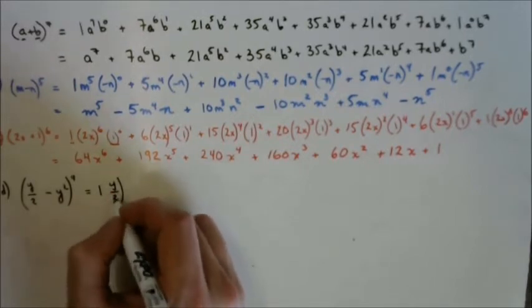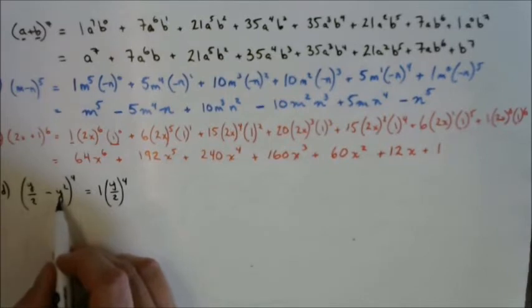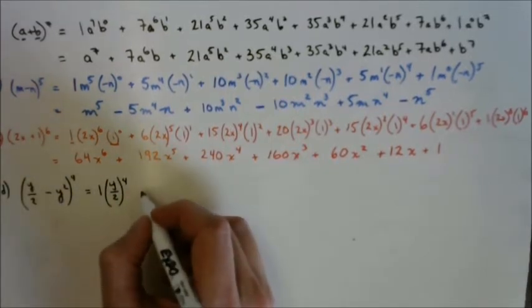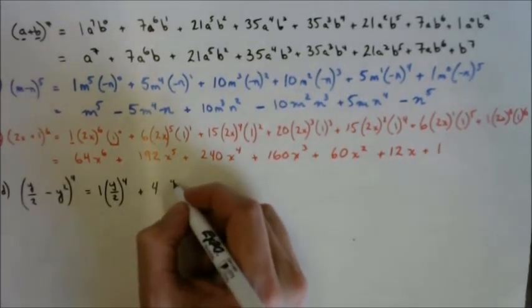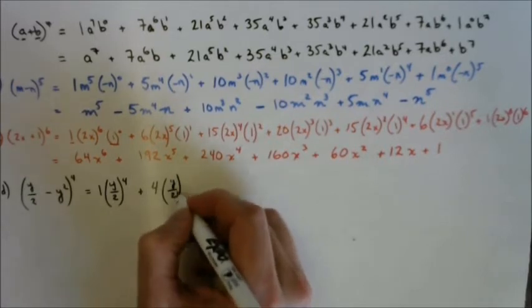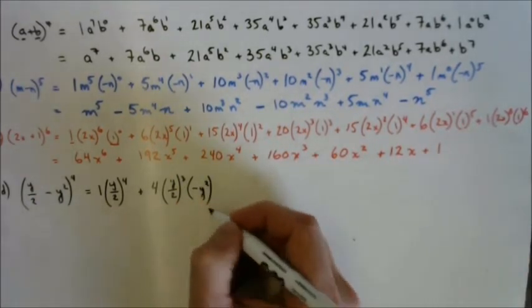How many y over 2's? 4. How many of the other guy? 0. I'm not going to write it. Good. Next one. We're adding coefficient, row 4, so it's 4. Y over 2's, we're dropping down to 3. And now we're going to have 1 negative y squared.